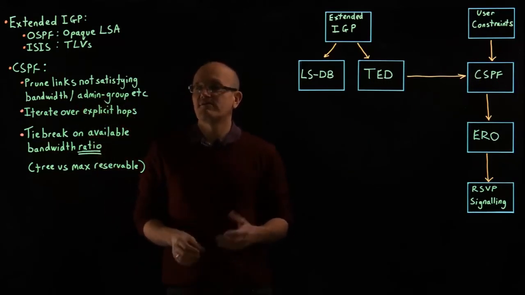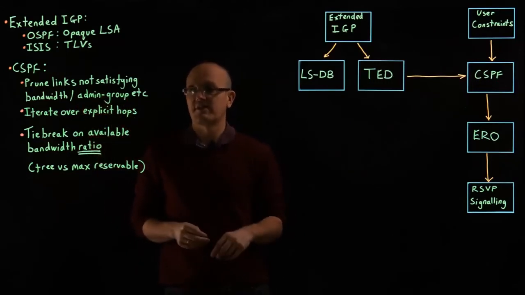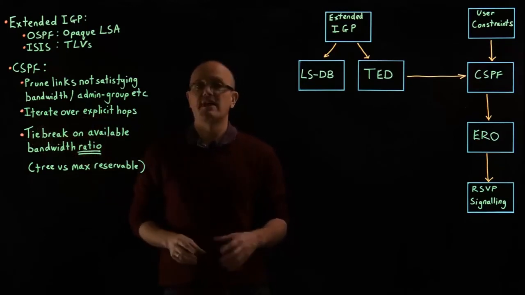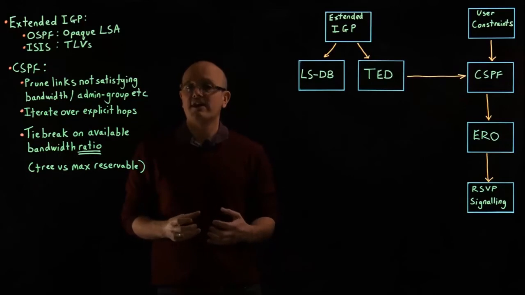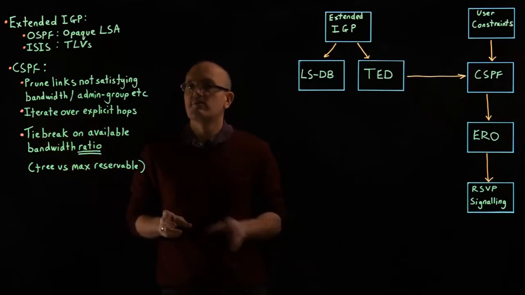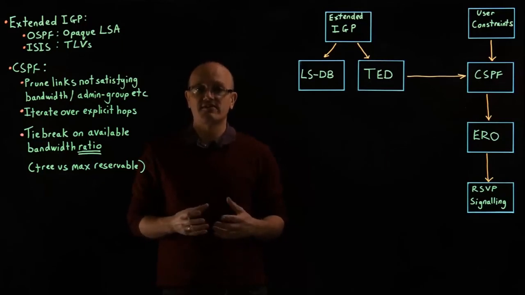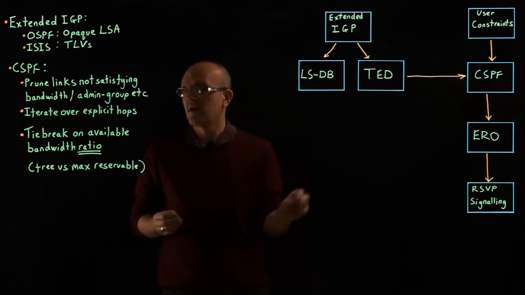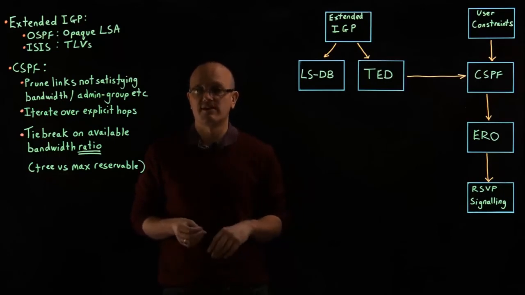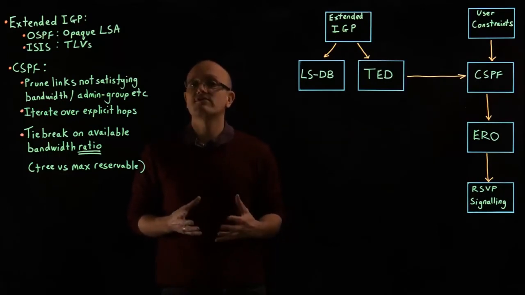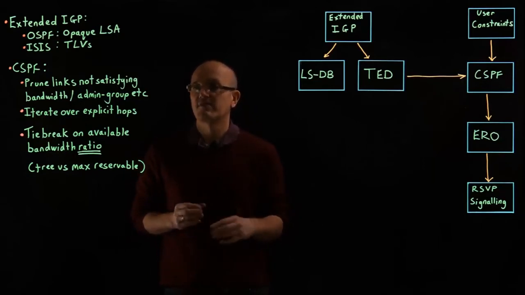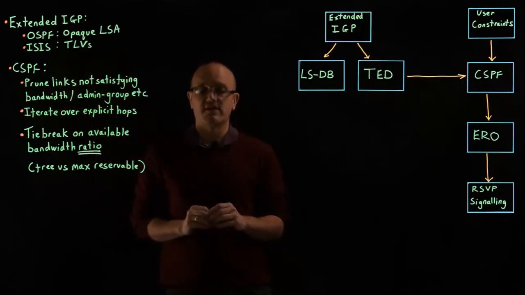We can also specify explicit hops to CSPF, and if we had done that, the next step of the algorithm is that we iterate over trying to find the shortest path to all of those explicit hops. As one is satisfied, it's removed from the list, and we iterate through it until all of the hops have been removed from the list. And then once this is done, we try and find the shortest path that's satisfying all of the criteria.